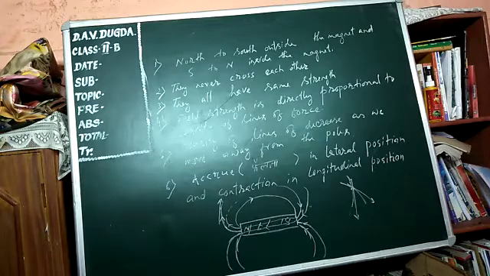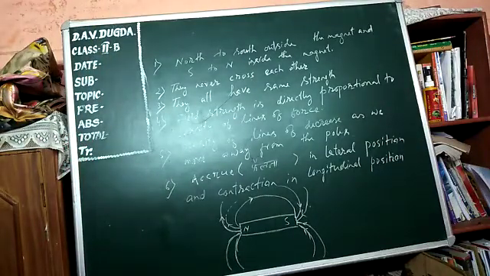Now the next point is that the density of lines of force decreases as we move away from the poles. If we move away from the poles, the density will decrease, and simultaneously the field strength will also decrease. So as we move away from the poles, be it the north pole or the south pole, the density decreases, and as the density decreases, the field strength will also decrease. Okay, now the sixth point.